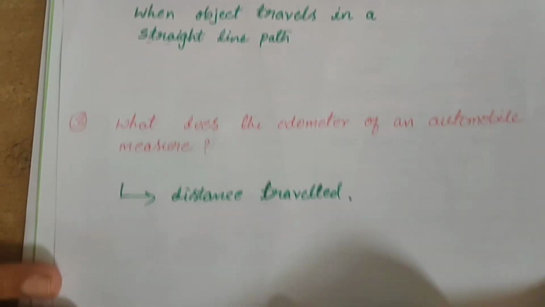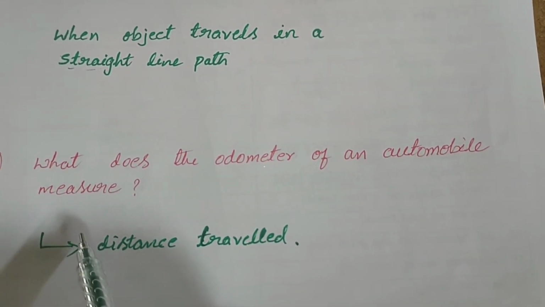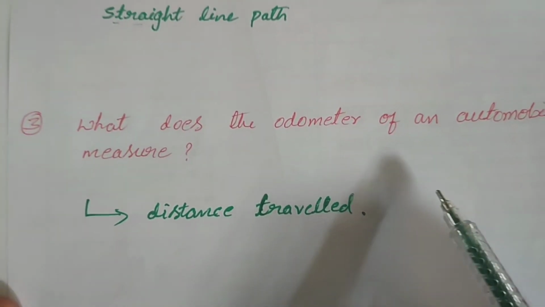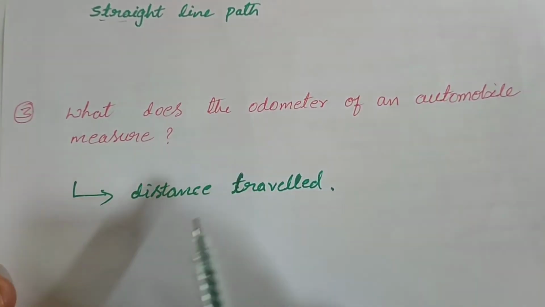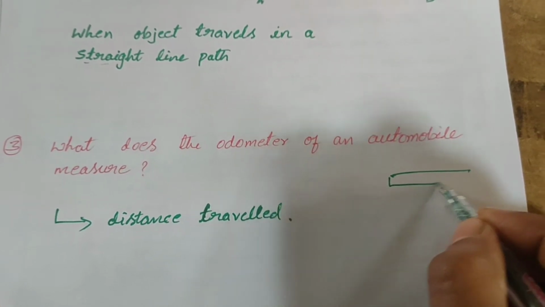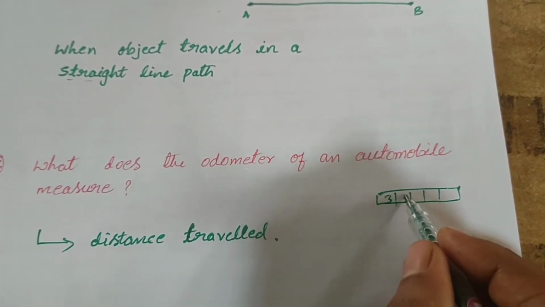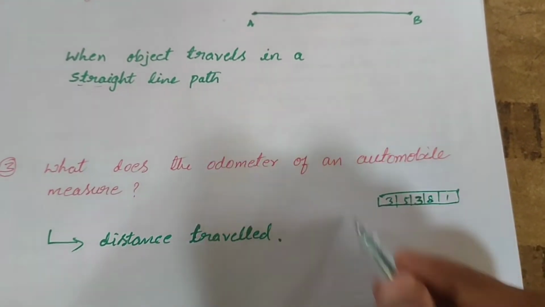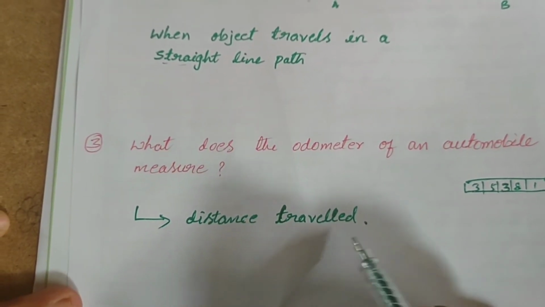Okay students, now going to the third question. What does the odometer of an automobile measure? You have already seen it in any automobile, car, bike and so on. An odometer device is there that measures the distance traveled. You can see some symbols like this, 3,585 kilometers. So the odometer measures the total distance traveled by the vehicle.